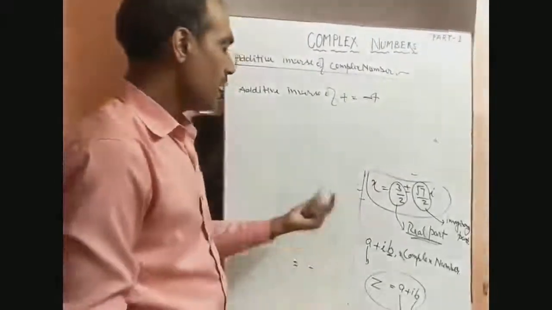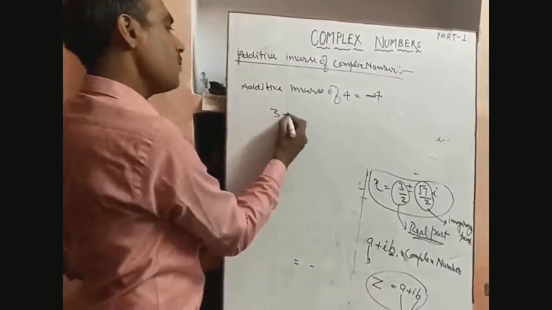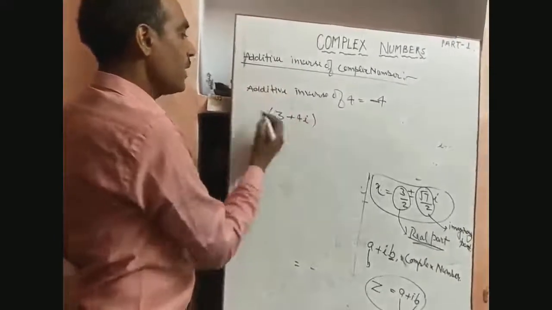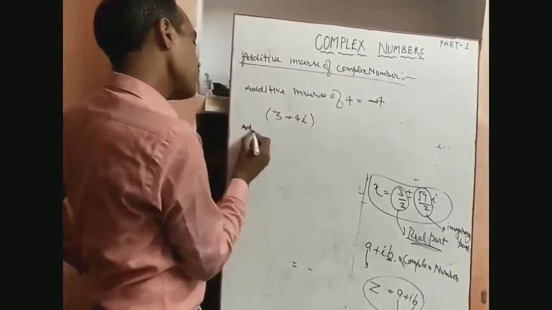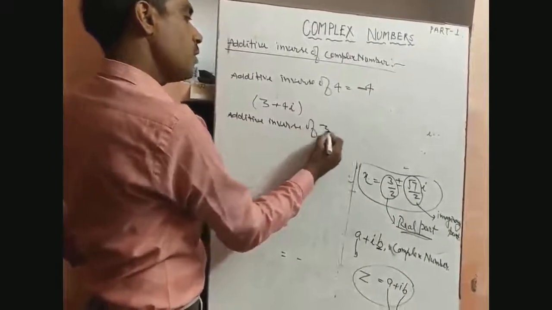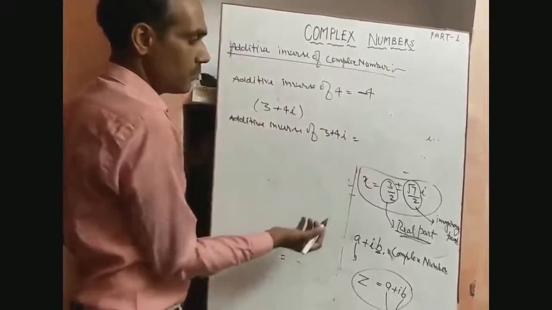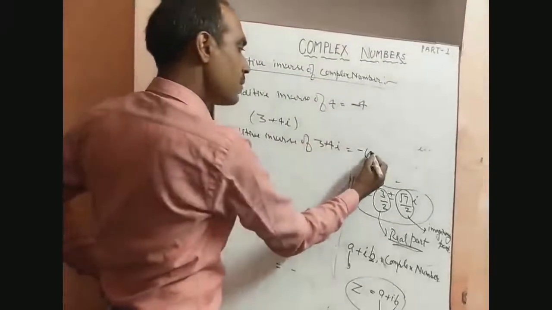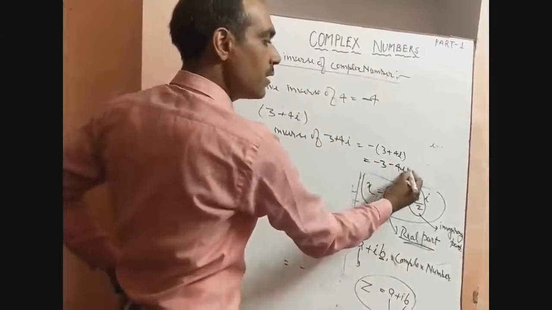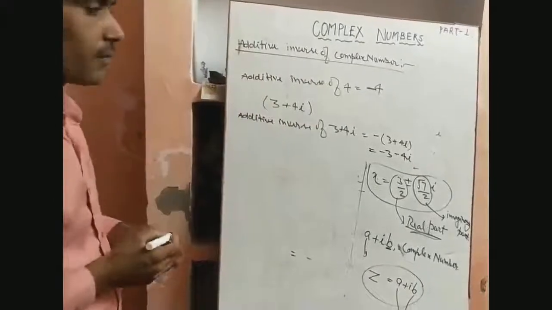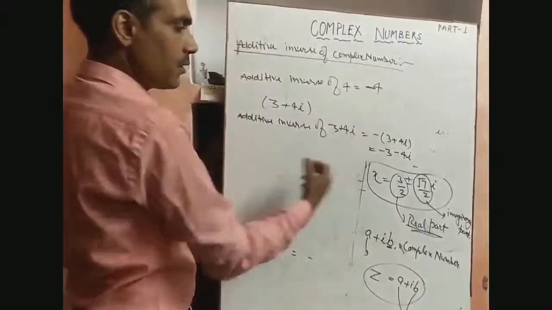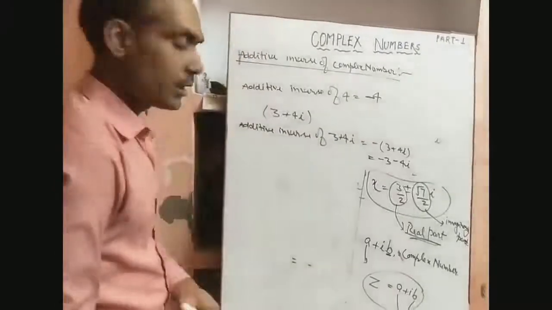This is very simple. If a number is 3 plus 4i, this is a complex number. Okay, and its additive inverse, the additive inverse of 3 plus 4i, is found by changing only the sign. It means minus 3 plus 4i, or you can write it as minus 3 minus 4i. Clear? It means we put a minus sign before the number. Clear?